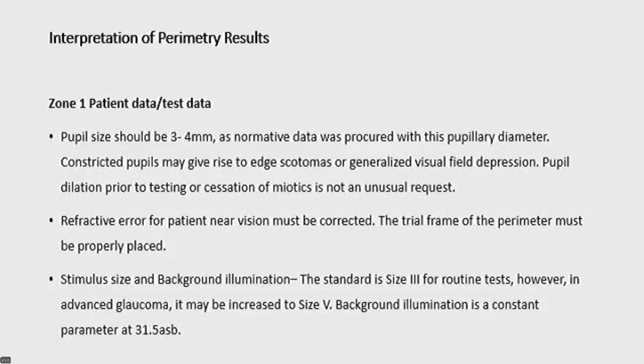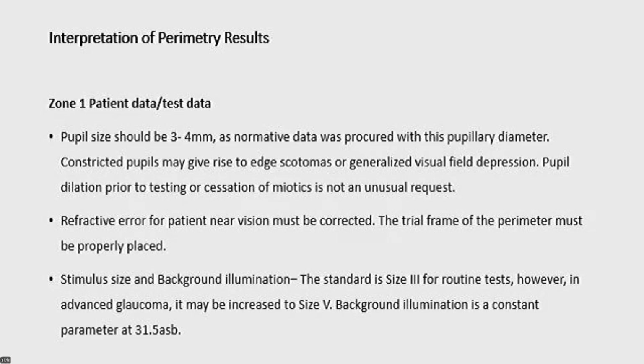Normative data use a pupil size of 3 to 4 millimeters, so it's very important that the pupil size is about that size. With constricted pupils, it is not unusual to tell patients to go back to get their eyes a bit dilated or stop use of miotics before their visual field test. Stimulus size and background illumination are almost always constant parameters.